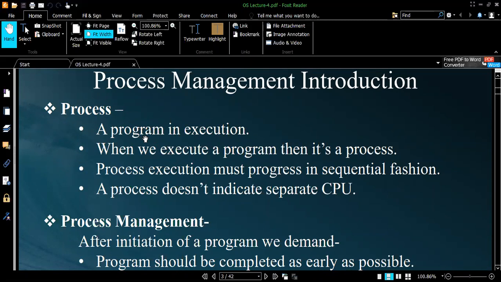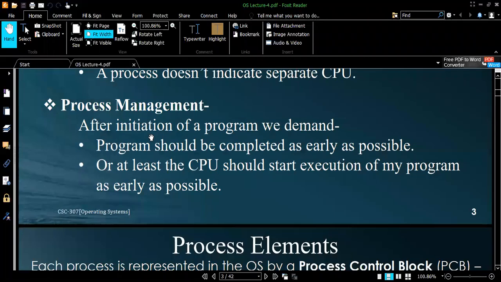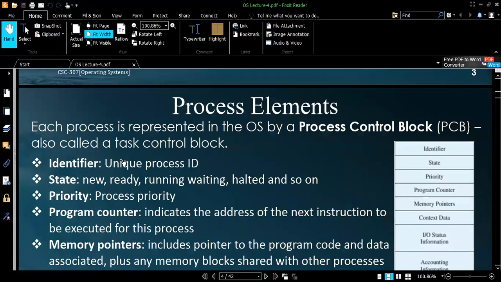So a process is a program in execution, and process management is how we can allocate resources so that the process responds to the user as early as possible. Okay, so this is process management. So what are the elements of a process?